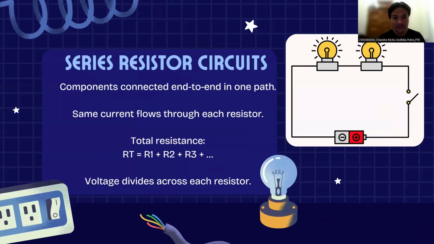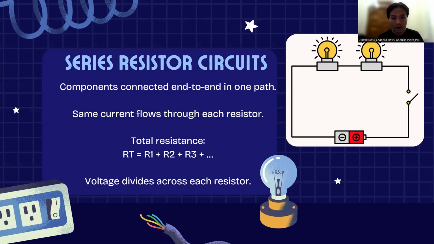Next is series resistor circuits. Now let's look at how resistors behave when connected in series. A series circuit is formed when components are connected end to end, creating a single path for current to flow. In a series circuit, the same current flows through all components. Total resistance is the sum of all individual resistances.